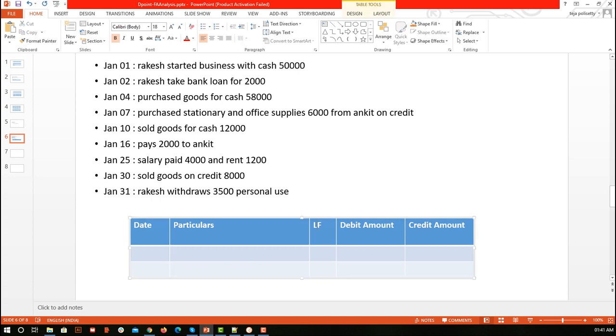Then LF is nothing but ledger folio. What does ledger folio mean? The next step after storing the transaction in the journal is the ledger. Whichever page the transaction is stored on, that page number we write under the LF. In this way, any transaction we are reading in the ledger we can refer to in the journal, and any transaction we are reading in the journal we can refer to in the ledger. That's how we can read one transaction in multiple books.